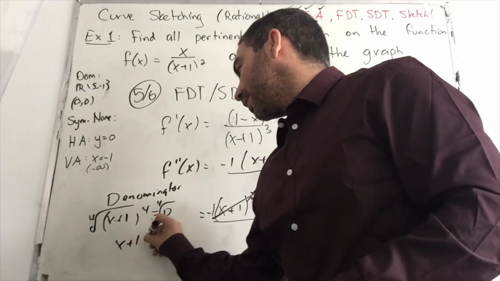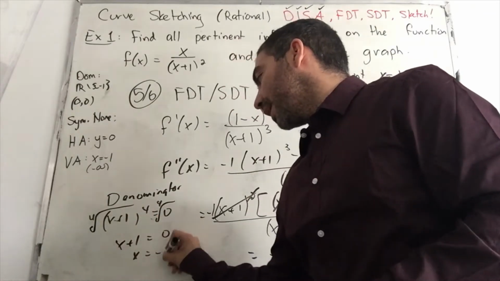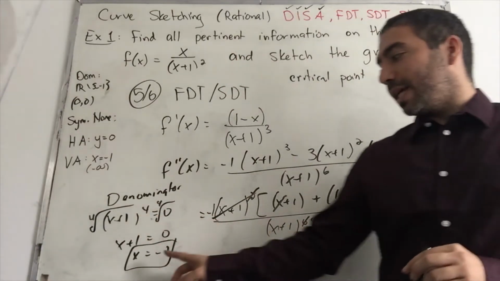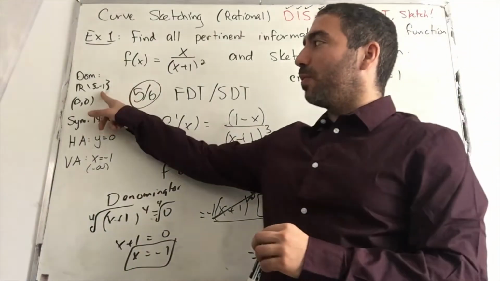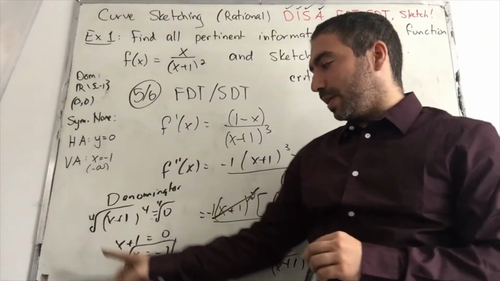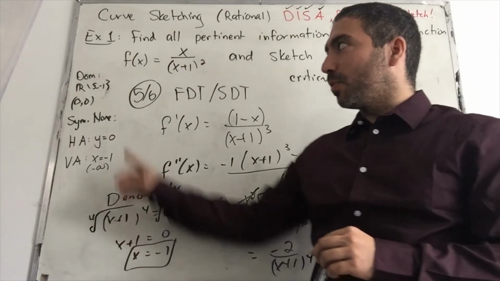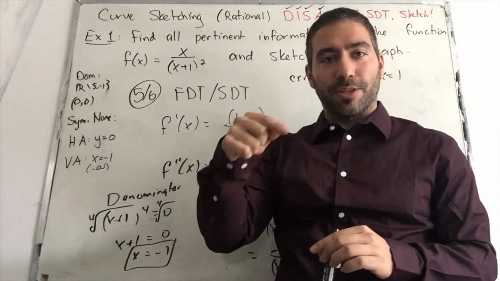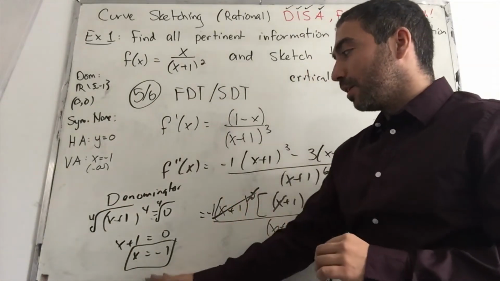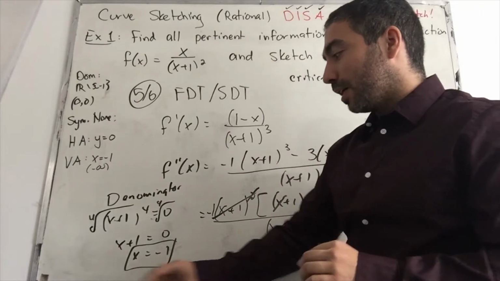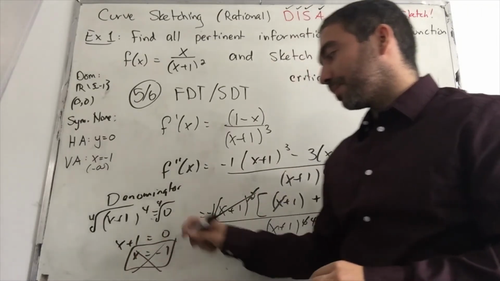We get x plus 1 equals 0, and then bringing the 1 over, we get x equals negative 1. But again, x equals negative 1 is the value where it's not defined on our function. So we can't have an inflection point there. The point's not defined, so we can't have an actual inflection point. There's no point that exists. So again, we ignore this. We don't use it. Okay.